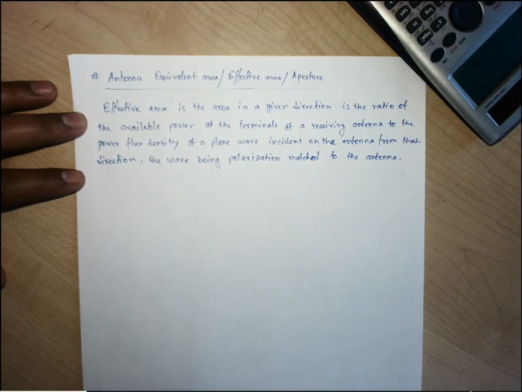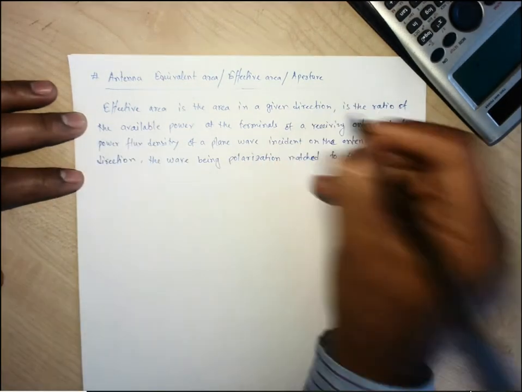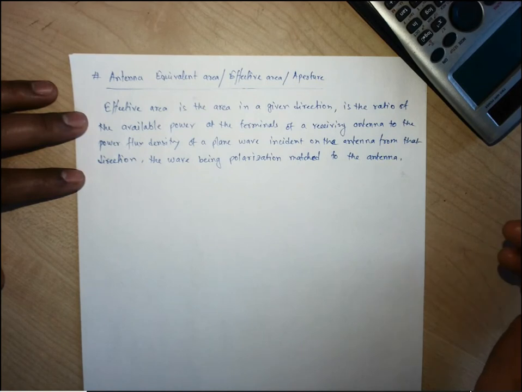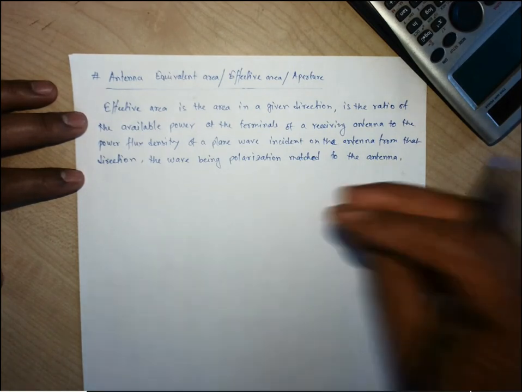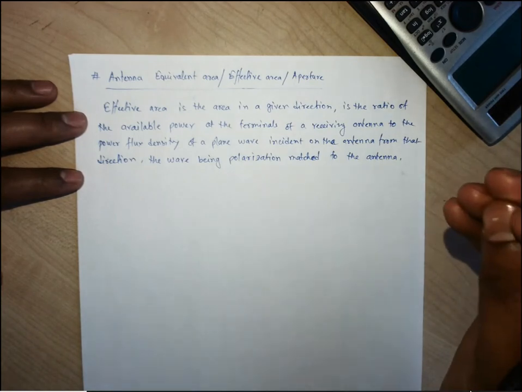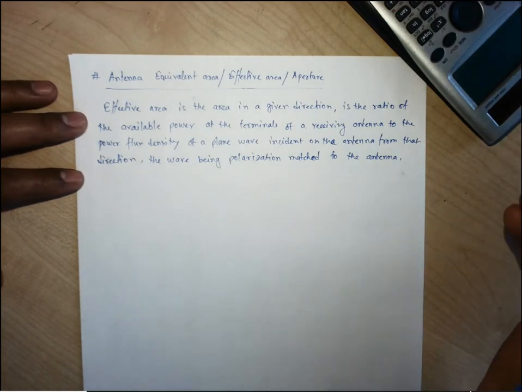It is the area in a given direction, that is the ratio of the available power at the antenna terminals. So which antenna? It is the receiving antenna. So the ratio of the available power at the antenna terminals to the total flux power density of a plane wave incident on the antenna from that direction. So the wave which impinges on the antenna structure, what is the total flux density that plane wave has? Out of that total flux density, how much power is available at the antenna terminals?